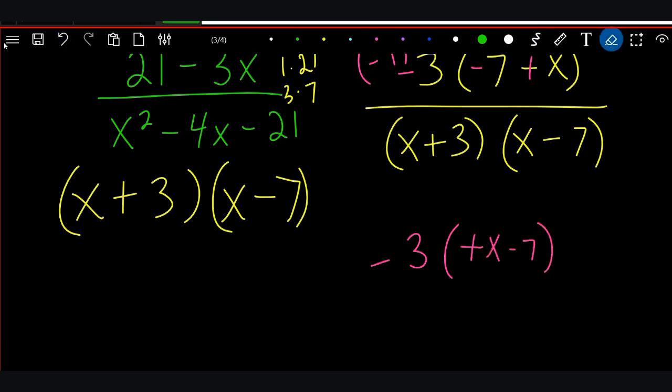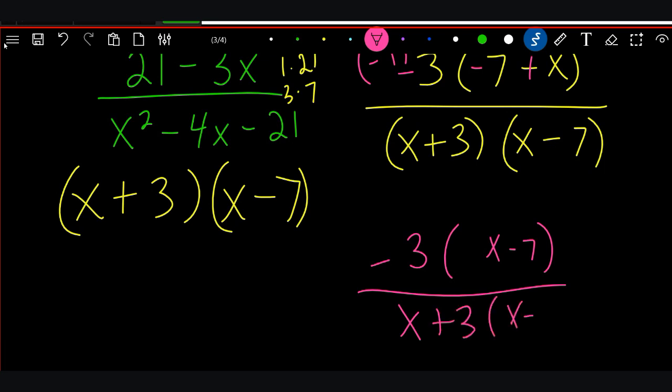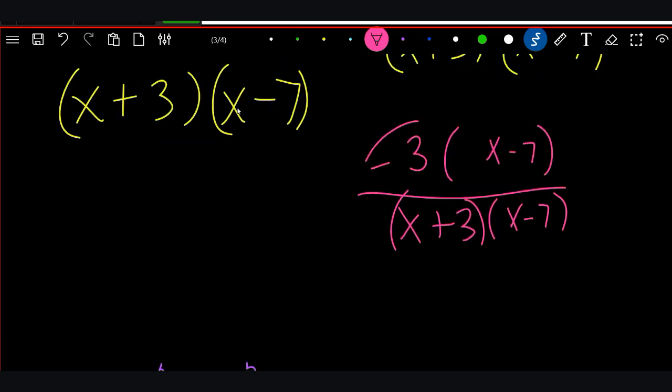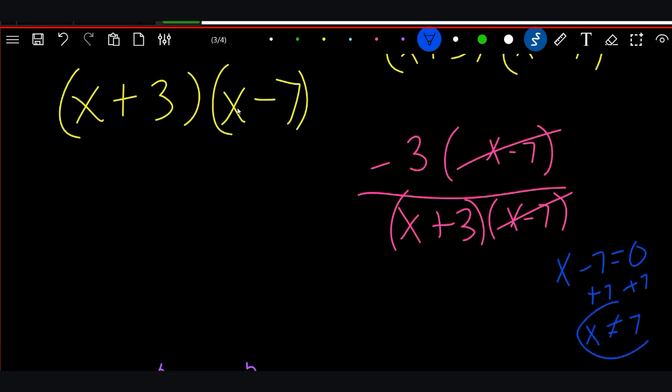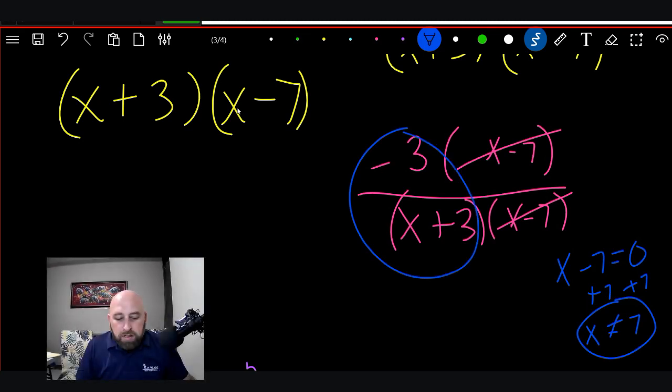Okay, and we can even get rid of that positive sign. We don't necessarily have to have it. And then x plus 3 and x minus 7. And now we can cancel. So all we really did was we just applied the negative sign through that entire thing. So cancel, cancel. Notice that we do have to set that equal to 0, so we have to have x minus 7 equals 0, plus 7 plus 7. X cannot equal 7, so that's part of our answer. Here's the other part of our answer. Minus 3, x plus 3, x cannot equal 7.